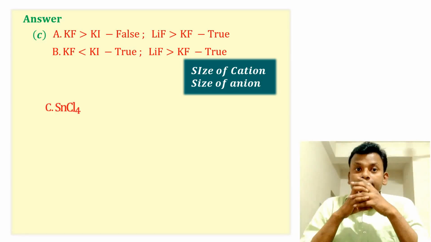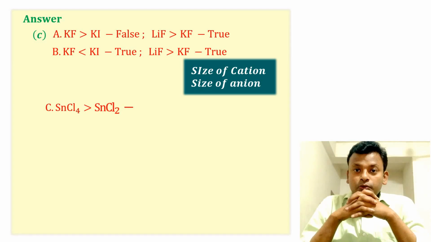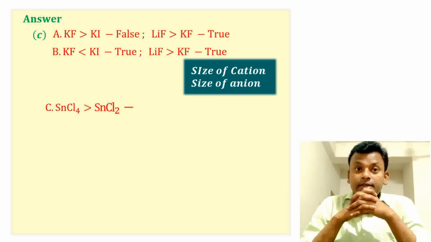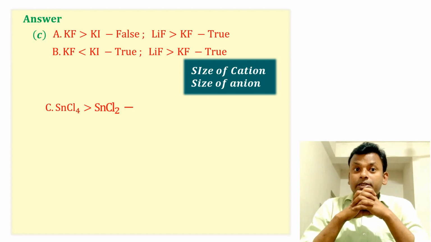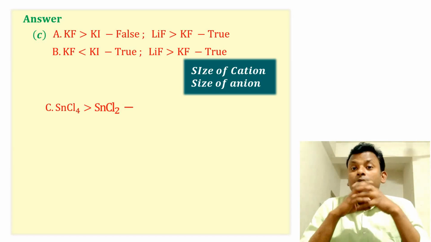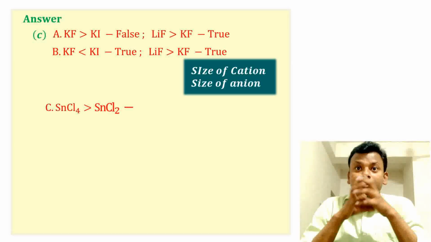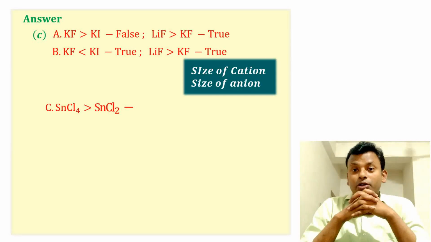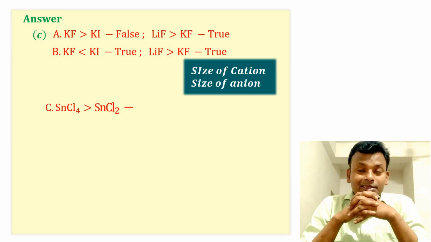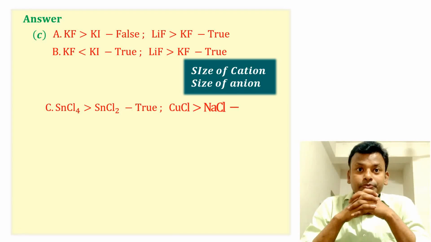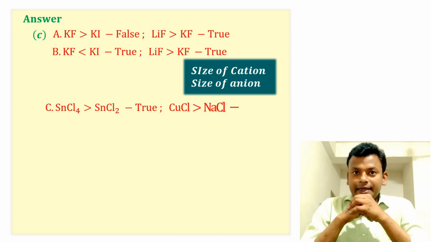C, SnCl4 greater than SnCl2. Here the main factor is the charge of the cation. In SnCl4, Sn is plus 4, and in SnCl2, Sn is plus 2. We know that polarization of cation or covalent nature is directly proportional to charge on cation. That is, greater charge on cation, greater will be its covalent nature. So this is true.